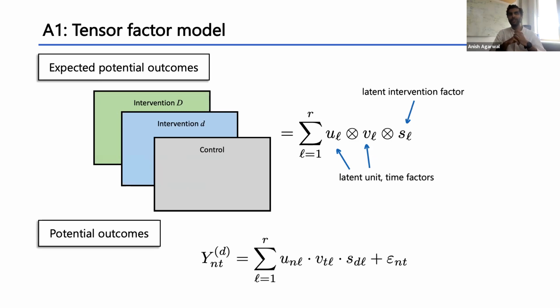Now, to define the potential outcomes, which are a stochastic quantity, let's say Y_NTD represents the potential outcome of unit N at time T under intervention D. We say that it can be written as the sum of the latent factors given by U_N, V_T, and S_D, which are latent factors for unit N, time T, and intervention D, plus a residual term given by epsilon_NT. So epsilon_NT represents the residual that's not captured by the latent factors. The latent factors represent, in some sense, the expected potential outcomes, and epsilon_NT represents the remaining residual. That's the first key assumption we make: that this tensor factor model exists over the expected potential outcomes.